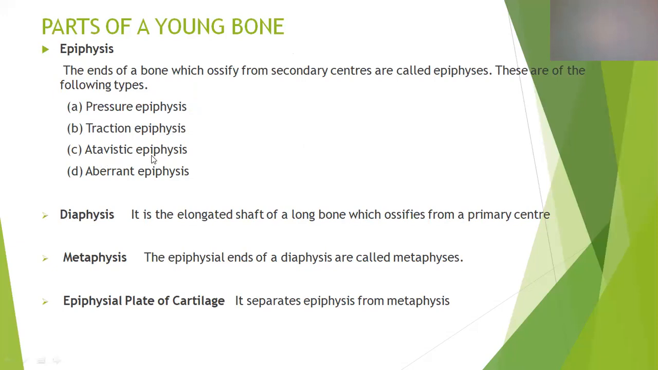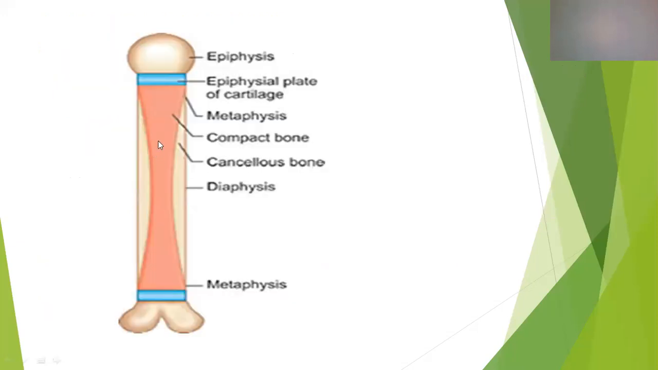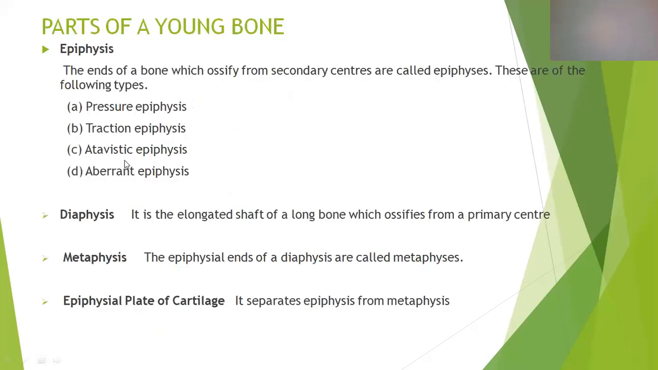And third one, atavistic epiphysis. What is meant by atavistic epiphysis? This type of projection or end develops as a separate bone. See here, for example, one bone develops, and later it fuses with this end. Such ends are known as atavistic epiphysis. So atavistic epiphysis means that it develops as a separate bone and later joins with the main bone.